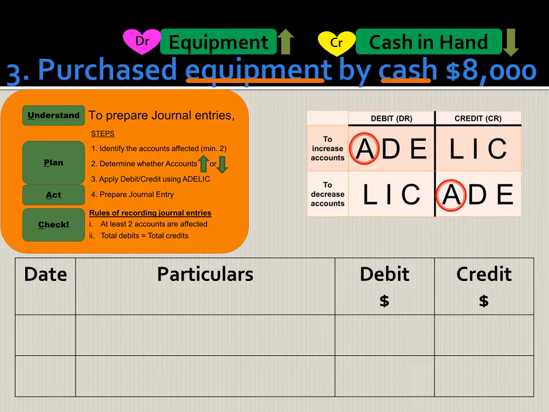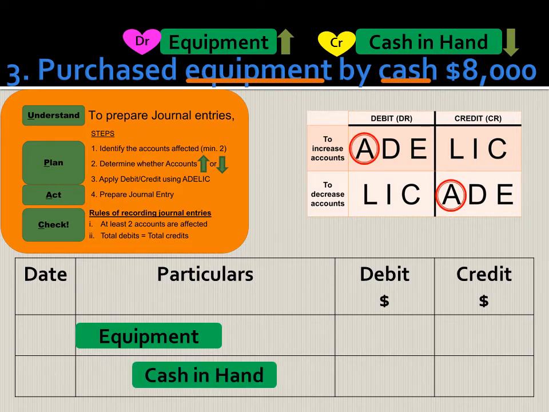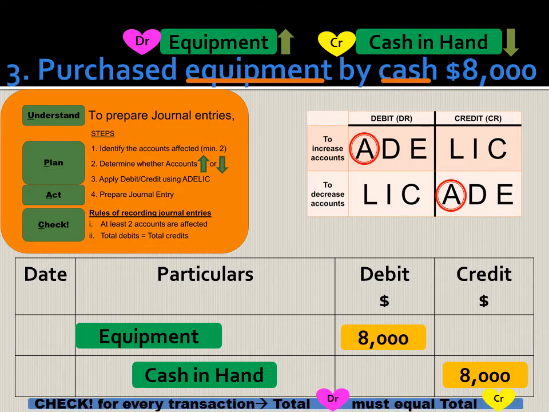prepare the journal entry, placing the debit entry first, followed by the credit entry. We will next place the amounts and check that we have not violated the 2 rules of recording journal entry. First check, there are at least two accounts affected. One of the accounts must be debited and at least one of the accounts must be credited. Check 2. The total debits of $8,000 must equal the total credits of $8,000.